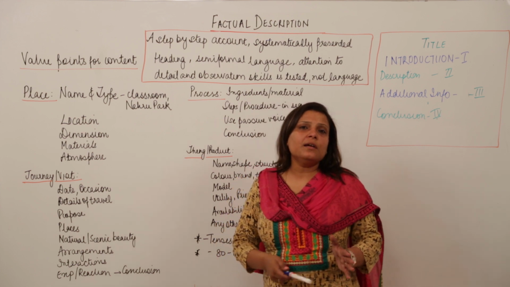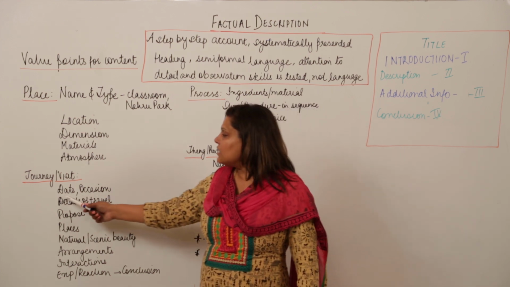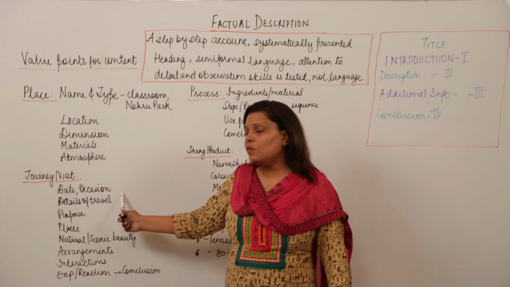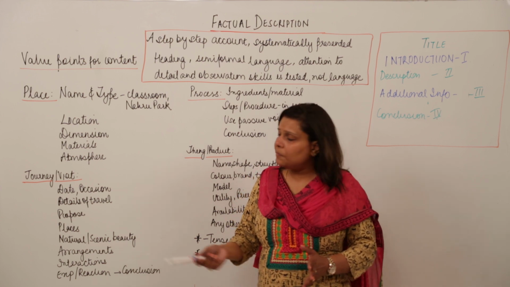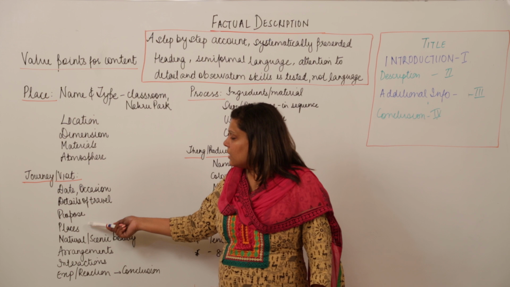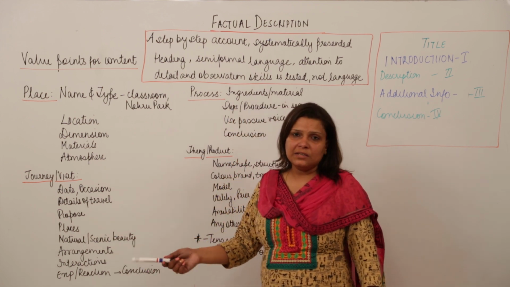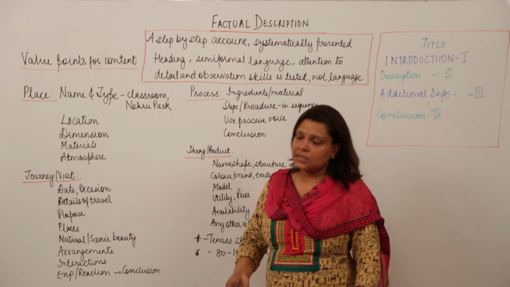If you are giving an account of a journey or a visit to a place, then you must give the date and the occasion, why you visited it, the details of the travel, how you reached the place, the purpose, why you went to the place, and the places that you saw there. The natural and scenic beauty also has to be described.